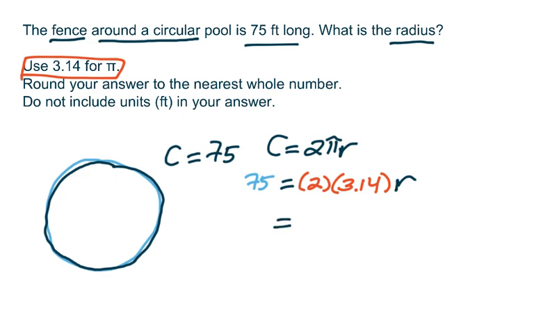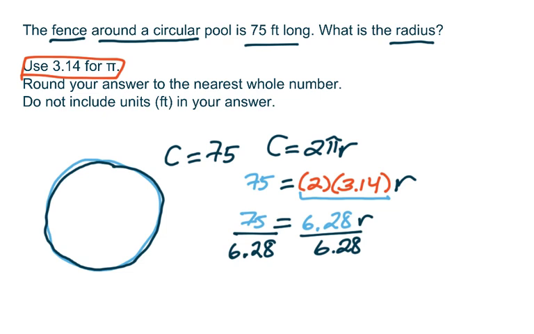Now from here, I think the first thing I'm going to do is actually do this multiplication here, just because it's a little bit easier if I do that. So 2 times 3.14 gives me 6.28, and I'm still multiplying it by r. From here, I'll divide both sides by 6.28. I'm doing this on both sides so that it remains in balance. By dividing 6.28 by 6.28, it gives me a coefficient of 1 for r, which is what I want.